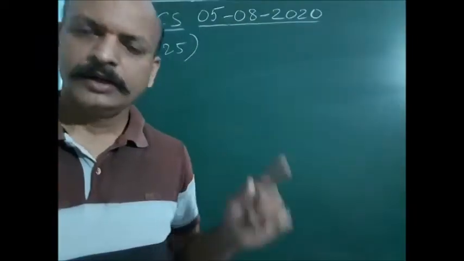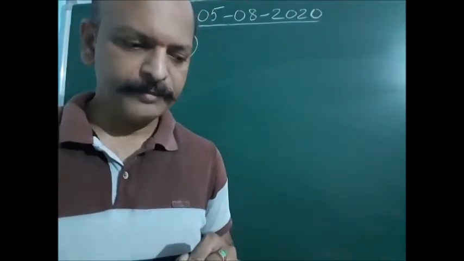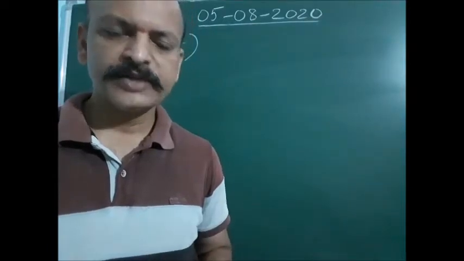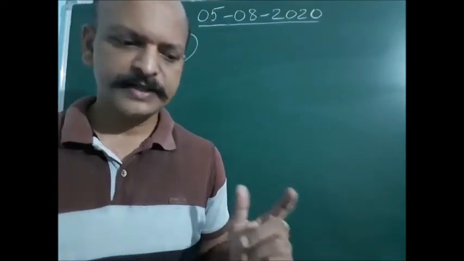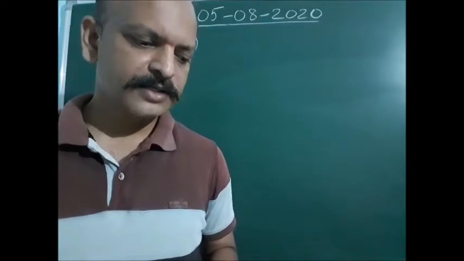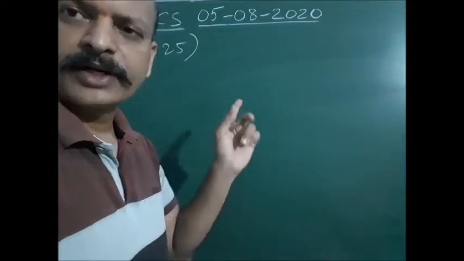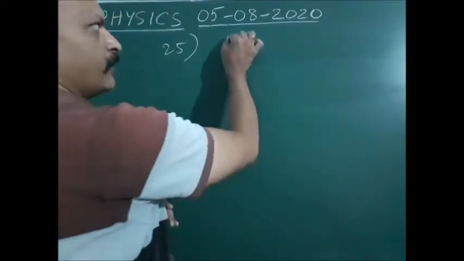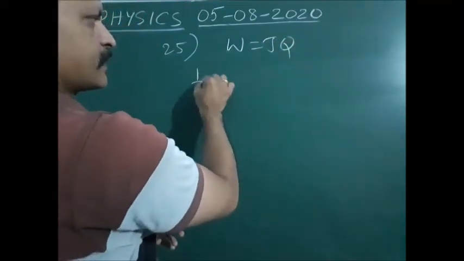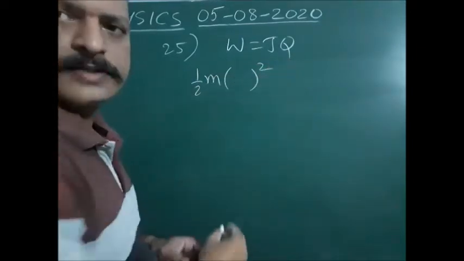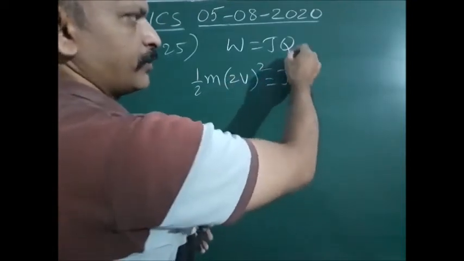Okay, next let us see question number 25. M gram of a gas of molecular weight capital M is flowing in an isolated tube with a velocity 2v. If the gas flow is suddenly stopped, the rise in temperature is, where gamma is the ratio of specific heats, R is the universal gas constant, J is the mechanical equivalent of heat. So here, according to work converting into heat energy from Joule's law, we know that W equals JQ. Work done is half m into velocity square. Velocity in this question is given as 2v, equals J into Q.